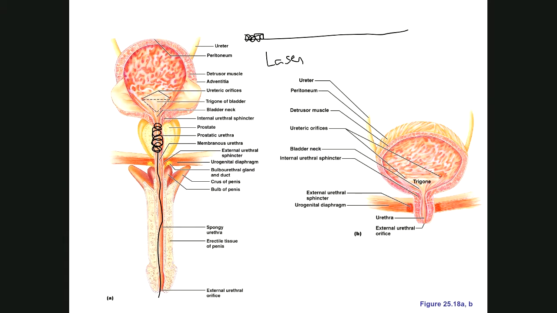In males, it can close the urethra completely. And so if it's completely closed, there's no way to evacuate the bladder at all. And so they would have to have surgery to relieve that problem.